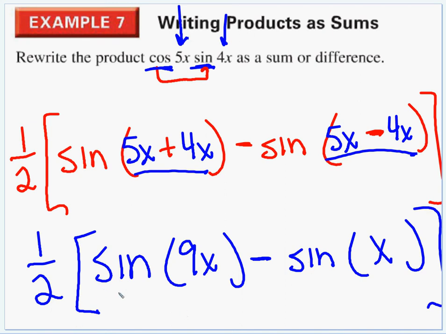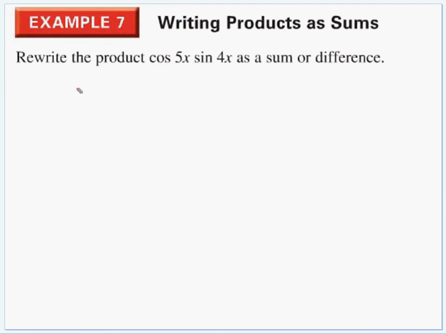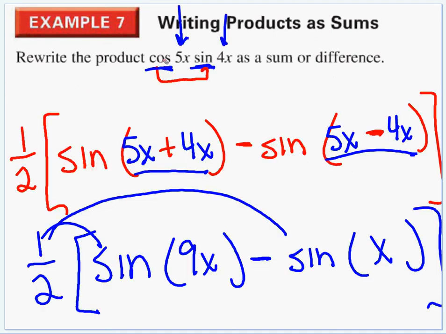1/2 quantity sine 9x minus the sine of x. If you really feel like it, you could distribute the half to each of those sines, but I'm sure WebAssign would take it either way. So we rewrote a product as a sum or a difference.